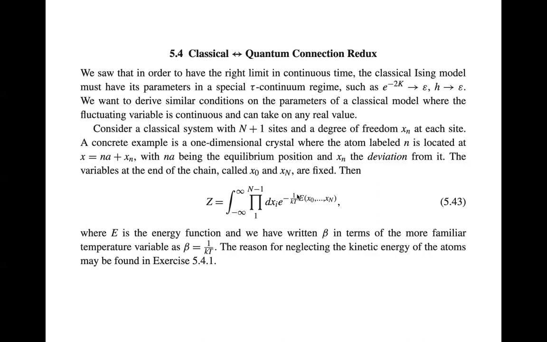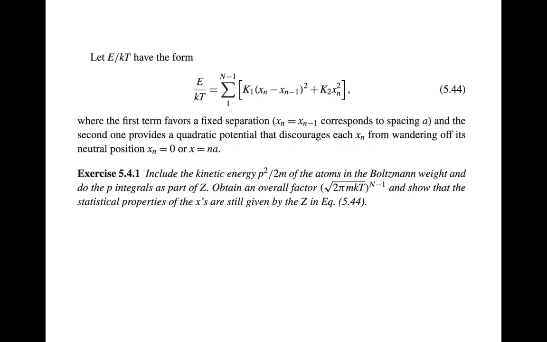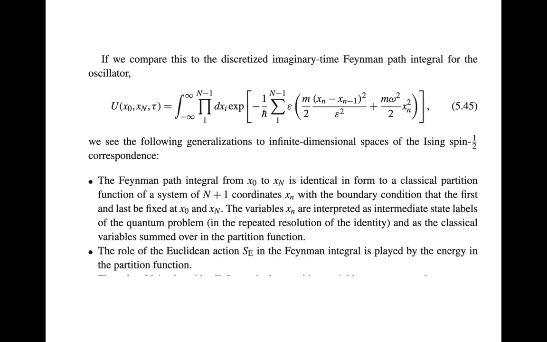So when we learn statistical physics, the probability for finding a particle in this particular state is given by a weight, and its weight is e to the minus beta H. Okay, so then one can compute the imaginary time Feynman path integral from x naught to xn for the time period of tau.